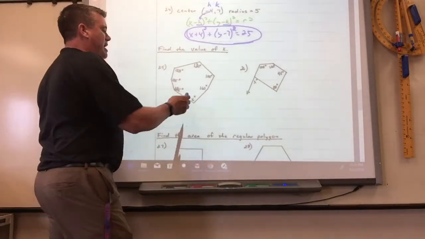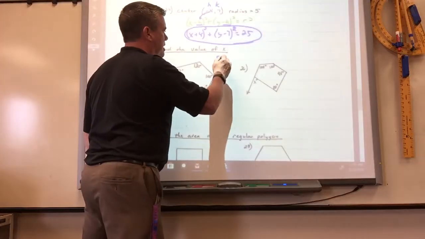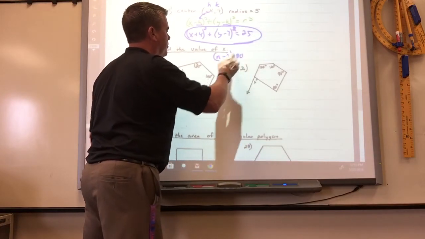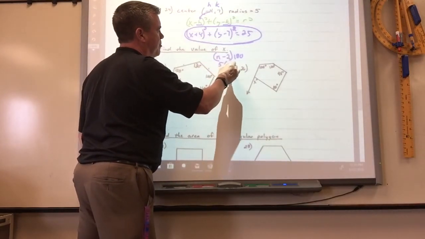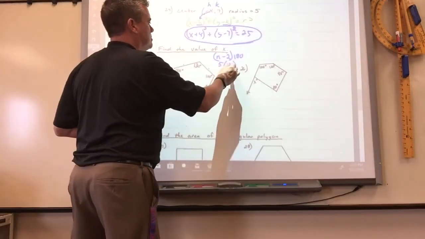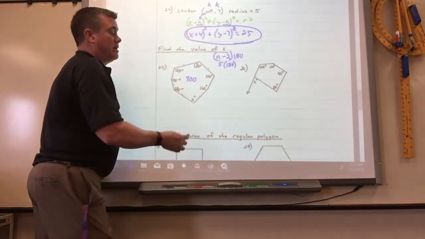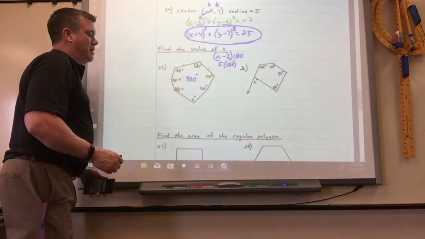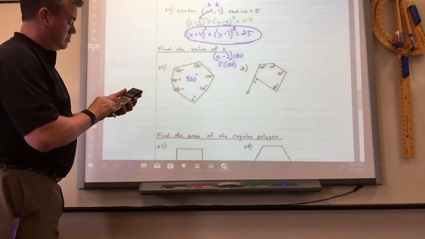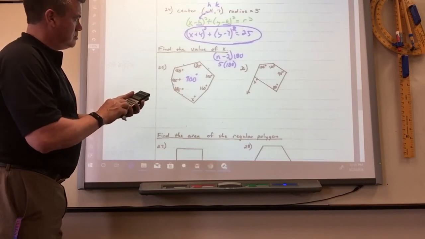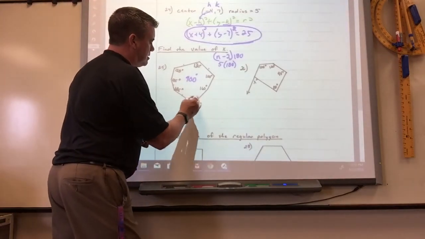All right, to find the value of x, first you got to figure out how many degrees are in this. So it's the number of sides minus 2 times 180. There's 1, 2, 3, 4, 5, 6, 7. So 7 minus 2 is 5. Times 180. 900. So then you just subtract all of these off of 900. And what's left is 132 degrees.